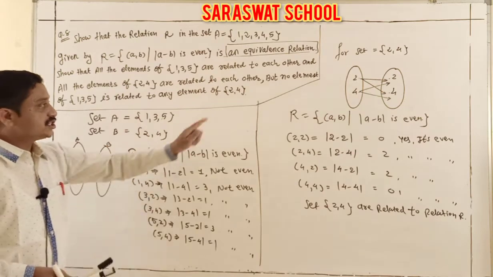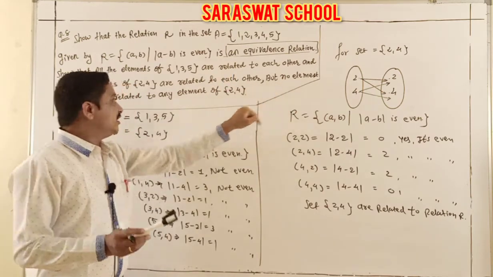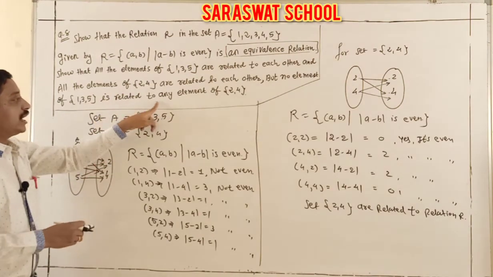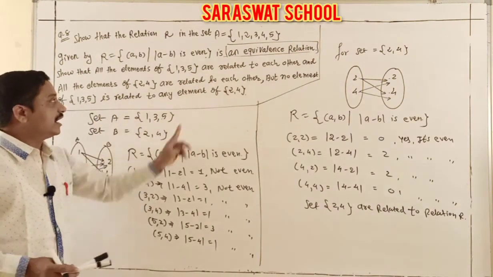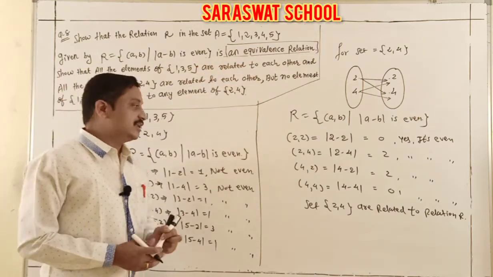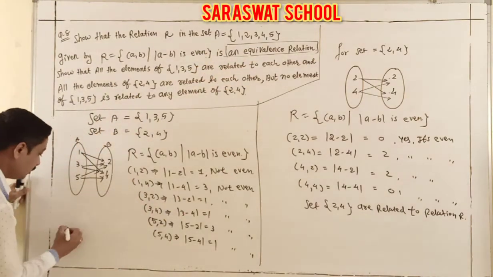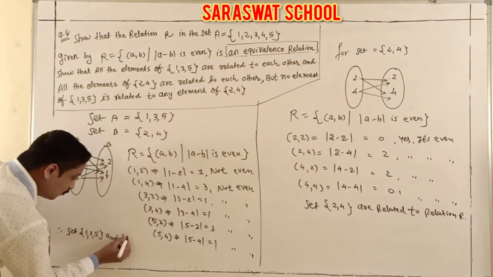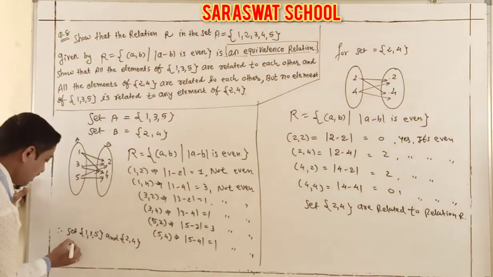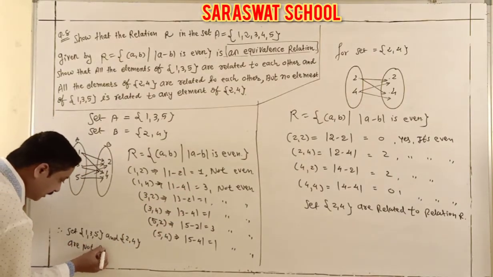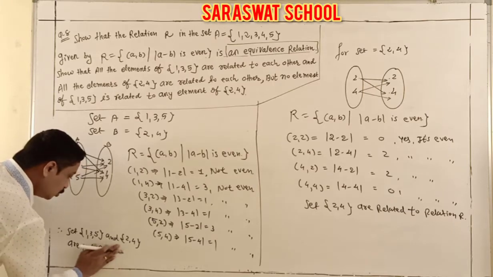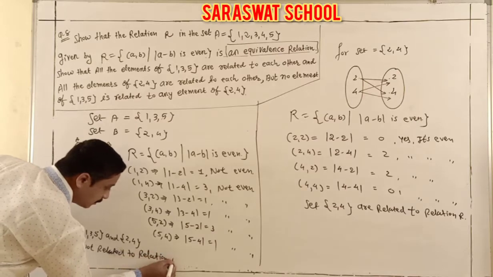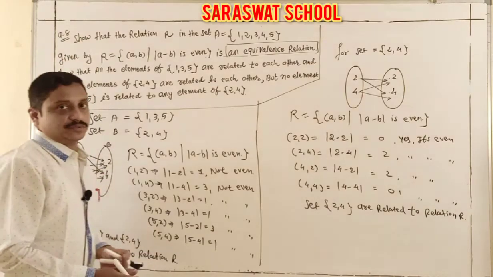So finally, I read this statement again: no element of {1, 3, 5} and the element of {2, 4} are related to set R. It means they are not an equivalence relation. So, to write it down, therefore the sets {1, 3, 5} and {2, 4} are not related to relation R. Here our numerical ends.